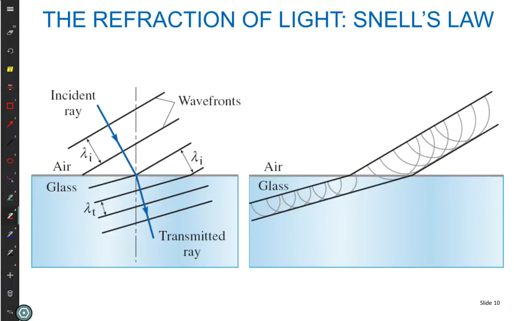So here's light going into glass. Starting in air, you see it has air written down, and then it goes into glass. Because glass has a slower speed than air, the light has to slow down, so the wavelength has to get shorter. Because the wavelength is shorter, that means the separation between wavefronts is smaller.